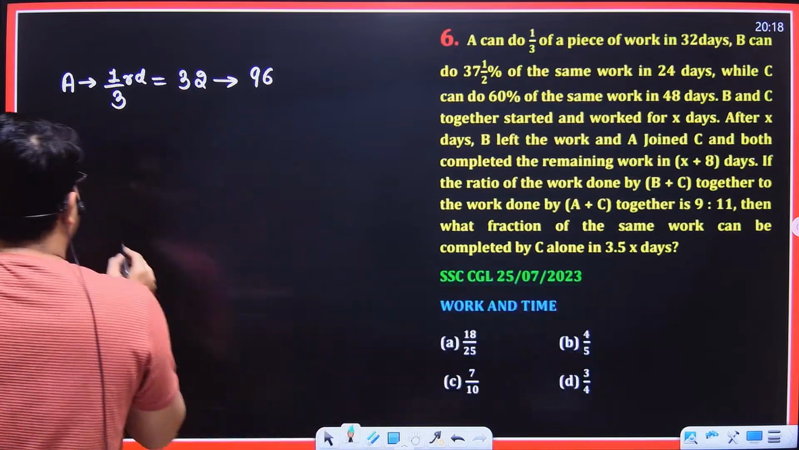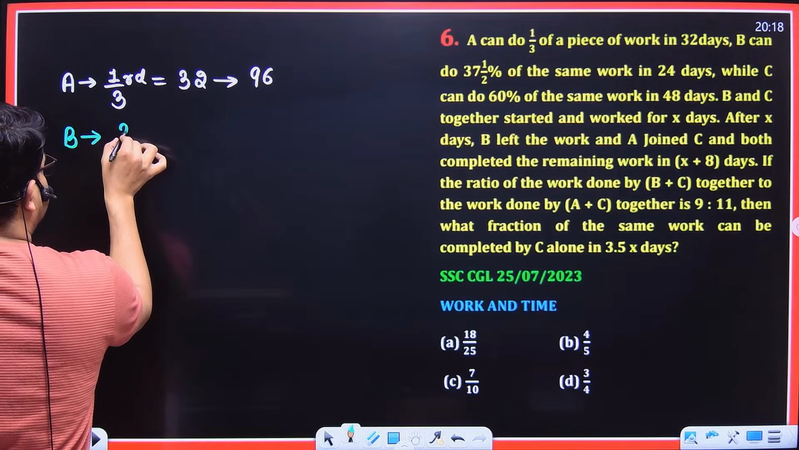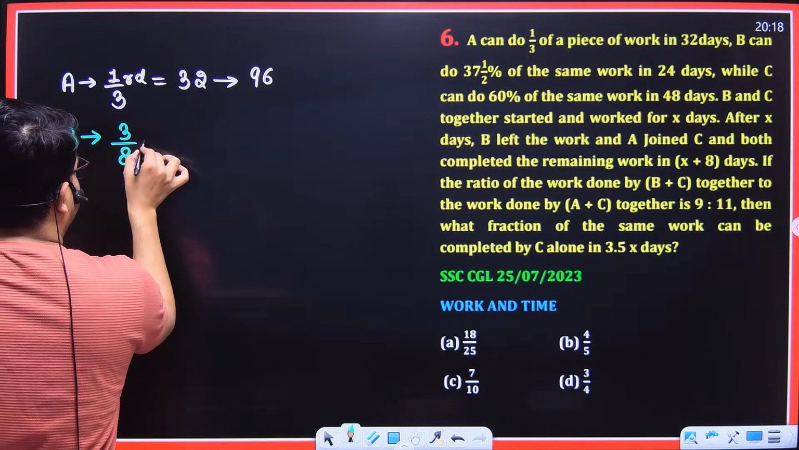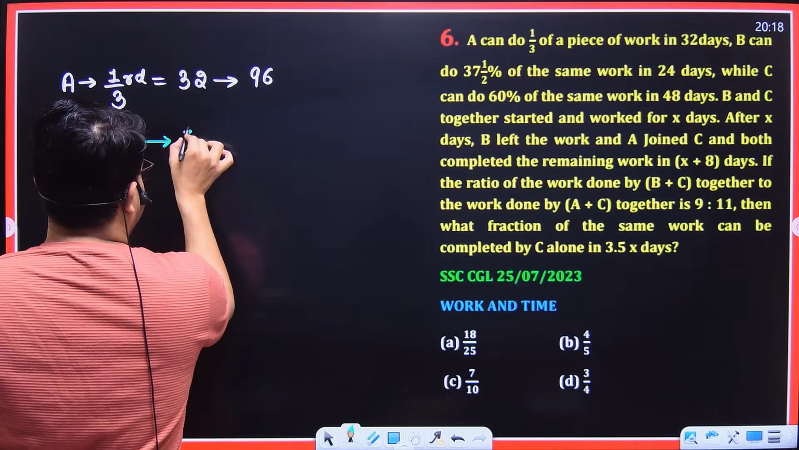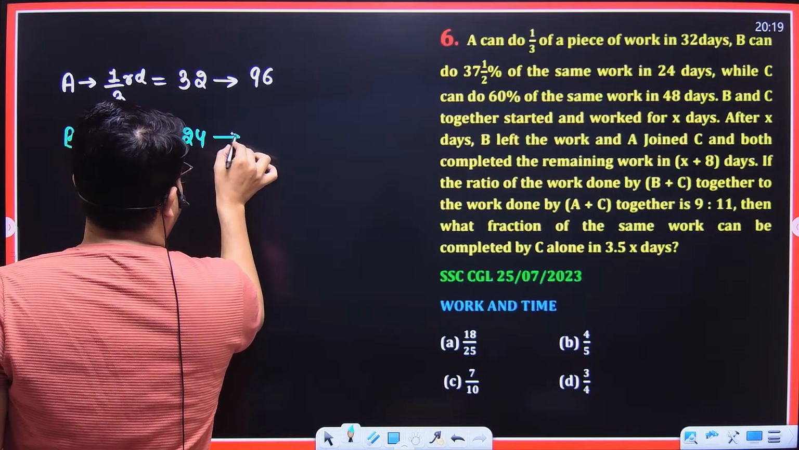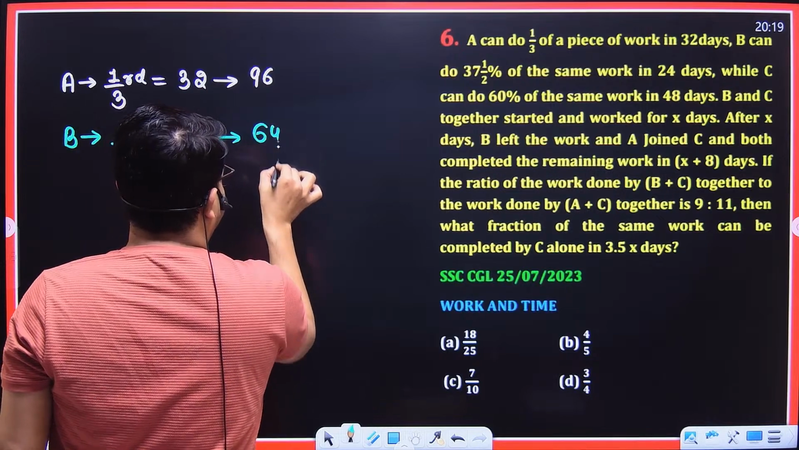What we have for B? B can do 37.5%. 37.5% is 3 by 8. I will teach you in percentage. In 24 days, then the complete work will be done in 24 into 8 by 3, that is 64 days.